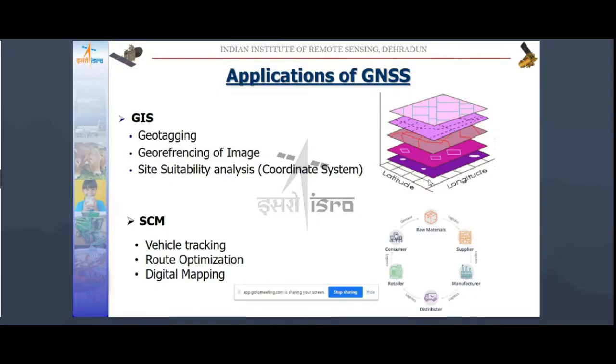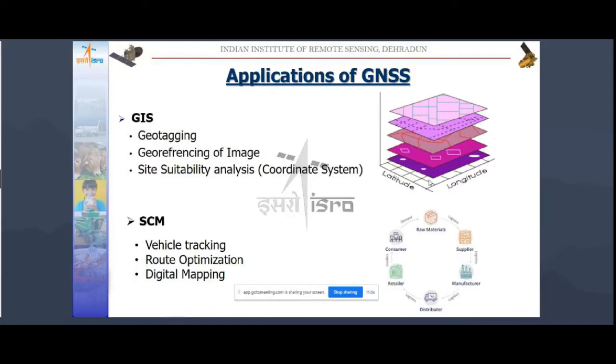We have another application, site suitability analysis. When we go from one coordinate system to another, we are generally transforming. We will discuss all these things. We also have applications of GNSS in SCM, for vehicle tracking, route optimization, and digital mapping. We can track a vehicle, where it is going. Nowadays we see, for example, a pizza delivery boy, and how much time it is taking to reach; we can get minute-by-second information also.